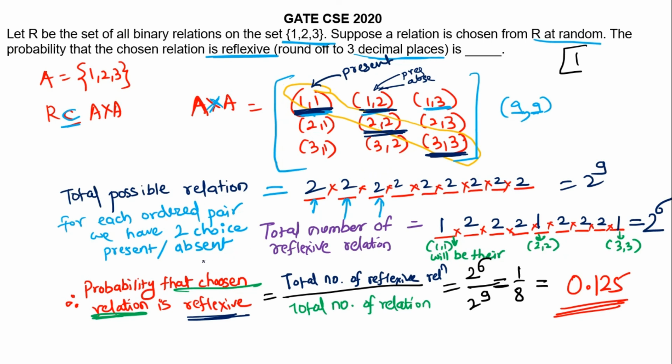Probability that the chosen relation is reflexive will be your favorable event selection divided by all possible selections, that is, the sample space. So it is the total number of relations which are reflexive divided by the total number of relations, which comes out to be 2 to the power 6 divided by 2 to the power 9, which is equal to 0.125.